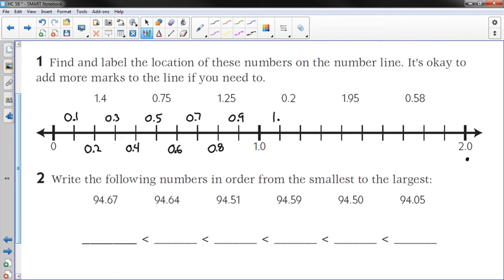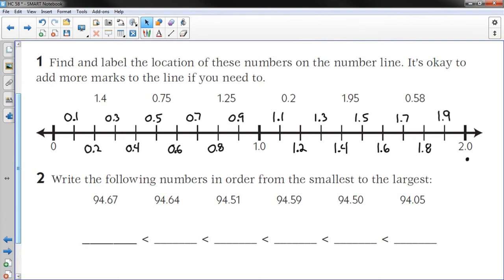This is 1 and 1/10. 1 and 2/10. 1 and 3/10. 1 and 4/10. 1 and 5/10. 1 and 6/10. 1 and 7/10. 1 and 8/10. 1 and 9/10. And then we have 2. I'd highly advise doing that. It might make your life a lot easier doing something like this.